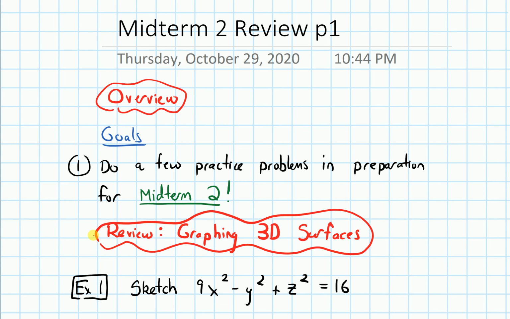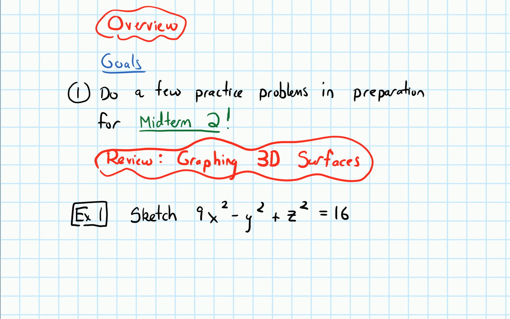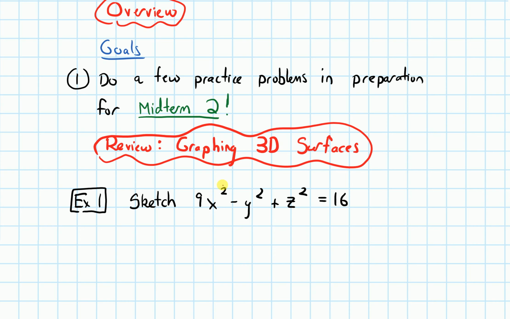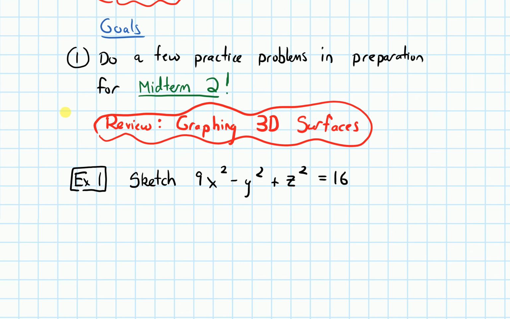In this video, we will begin our midterm 2 review. So our goals for all of the videos in this section is to do practice problems to help prep for that midterm. So in this video, we're going to focus on an example where we graph a 3D surface. So the example is, let's sketch 9x squared minus y squared plus z squared equals 16.